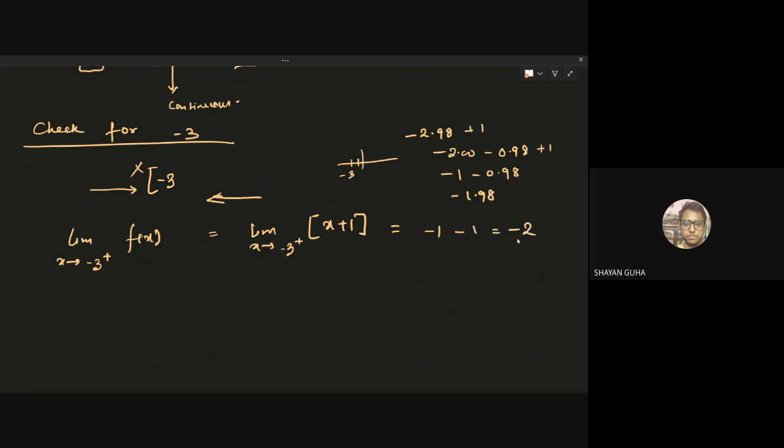Tell me, have you got this, why this value is becoming minus 2? By the definition only. I haven't done anything else. Any doubt? Have you got this, why it's minus 2?